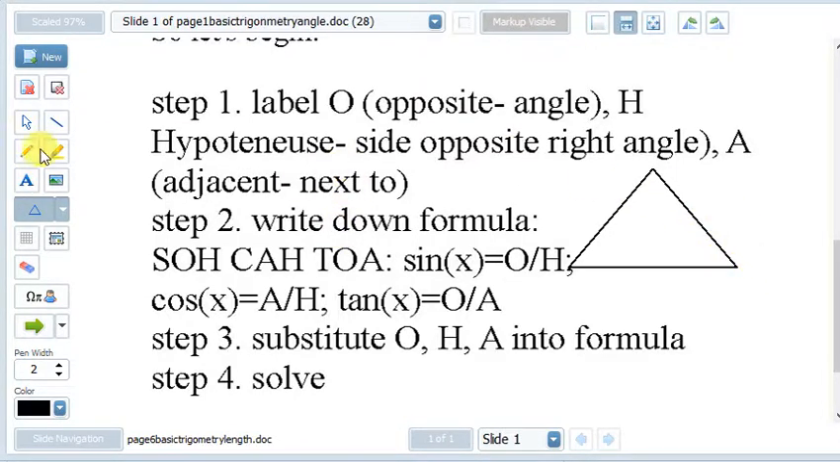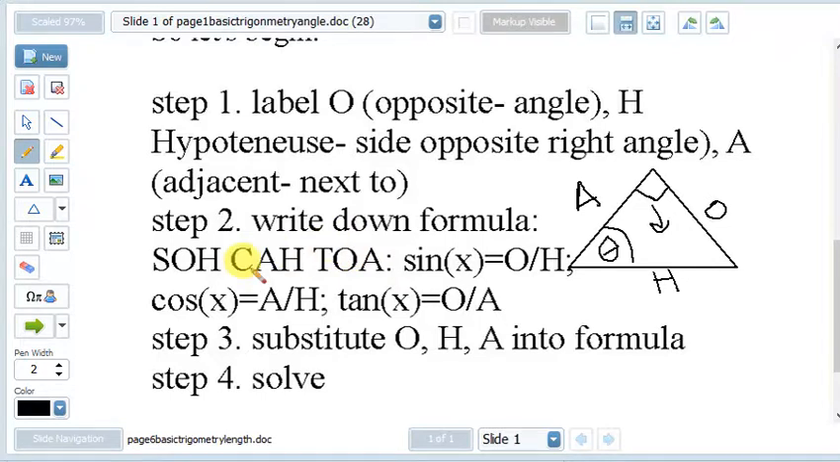Okay, so what we've got here is a very crudely drawn right angle triangle. Here's the right angle, and the side opposite the right angle, which most of you will know, is called the hypotenuse. The side opposite the angle is called the opposite, very creative, and the other side is called the adjacent.